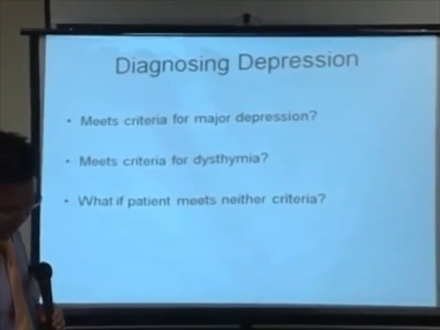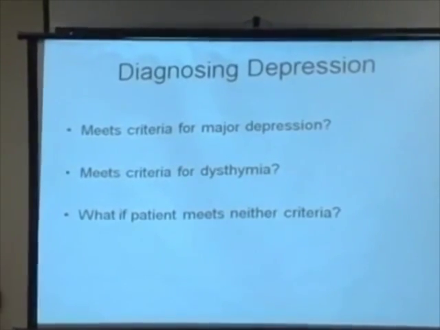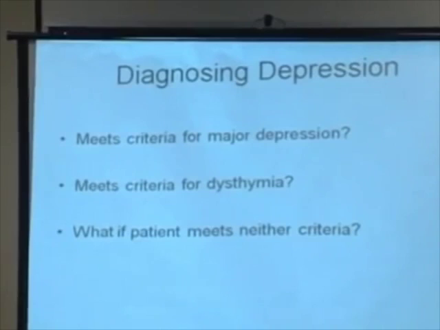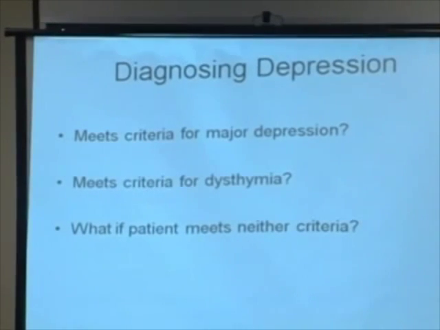So I want to go down. Diagnosing depression. So you want to figure out whether people meet criteria for depression, meet criteria for dysthymia, which is kind of a minor depression. What if patients meet neither criteria? What do you do then?